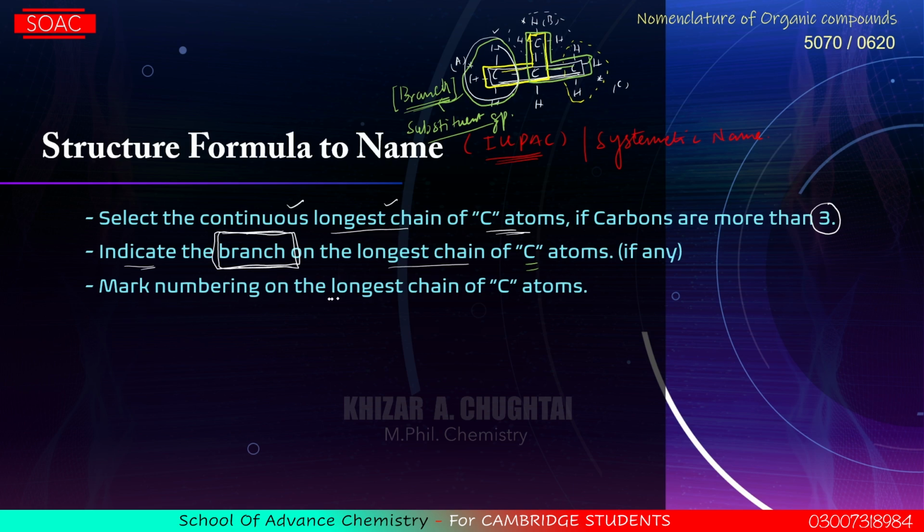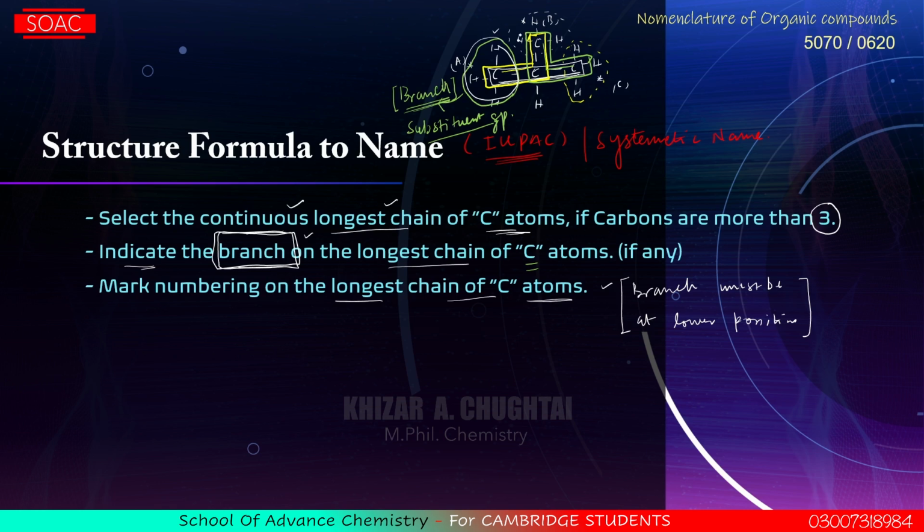Next thing is to mark numbering on the longest chain of the carbon atoms. When you have marked the branch, then you will mark numbering on the longest chain of the carbon atoms. And numbering will be done in such a way that the branch should get the smallest number. The branch must be at a lower position or lower number. So the third phase is to mark numbering over here and so on.